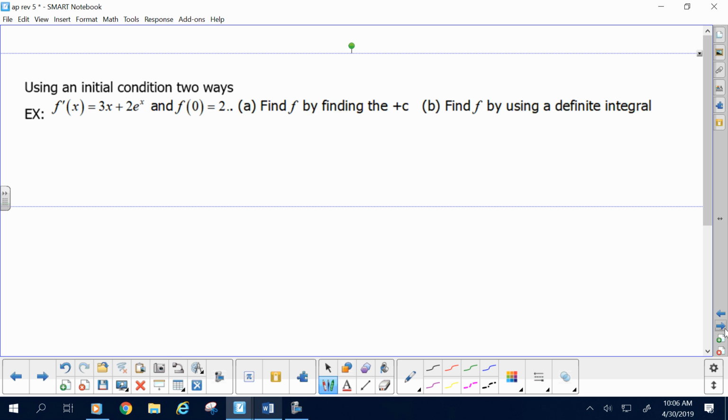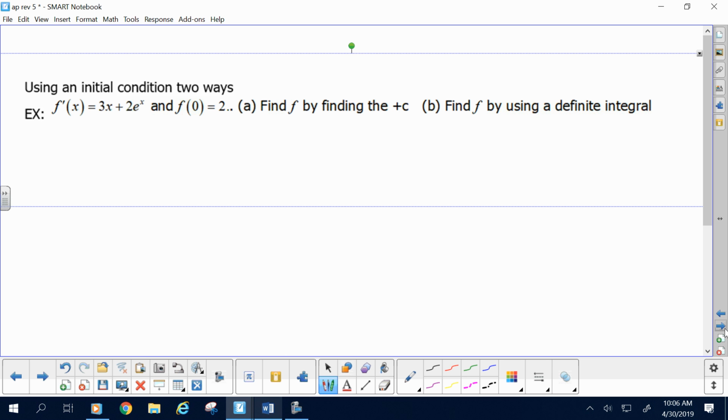Using an initial condition: there are two ways to use an initial condition. I want you to be fluent with both. If you're going to be a good calculus student, it's like using both feet as a soccer player. If you're going to be any good, you need to be able to do both. Okay? So, say I gave you this derivative, and there's an initial condition.